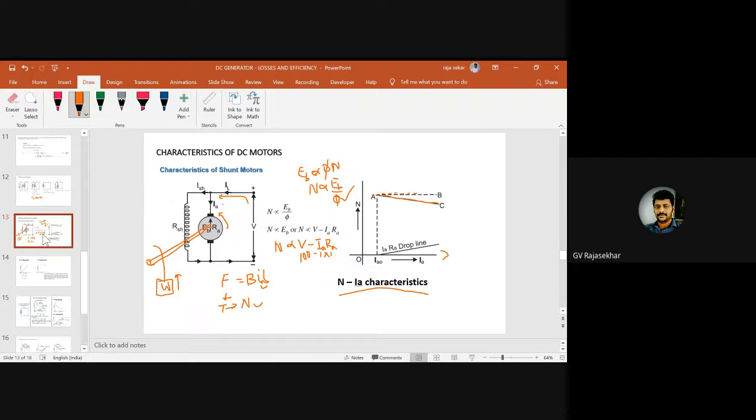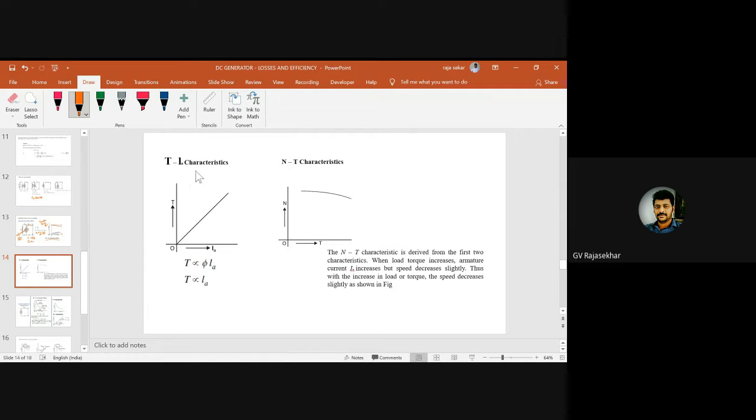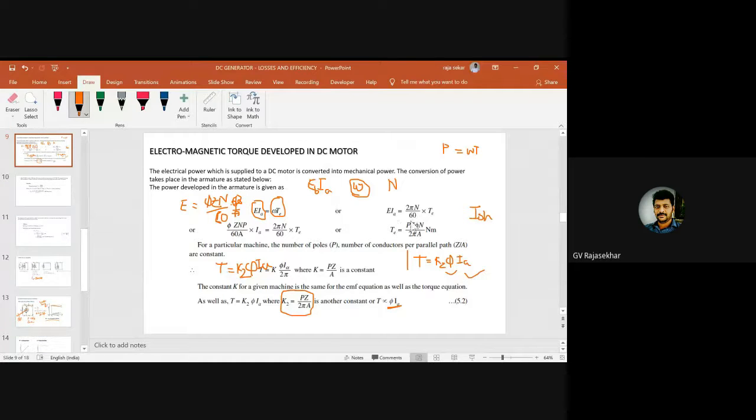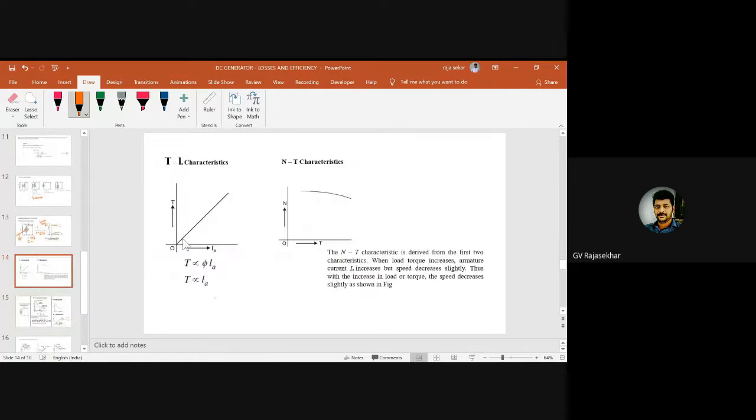T versus IA. To draw the characteristics, we are trying to get the relationship between two quantities. Suppose N versus IA, the relationship between N and IA. Similarly, if I want to draw the characteristics between T and IA, torque and current, what is the expression we have? T is proportional to phi into IA, as we have derived here. T is proportional to phi into IA.